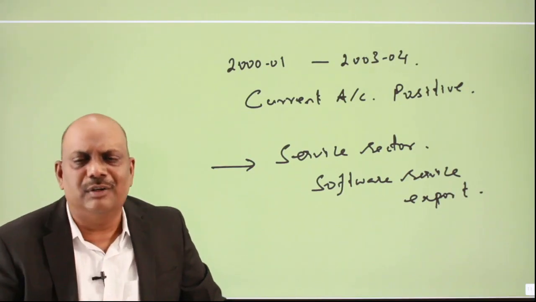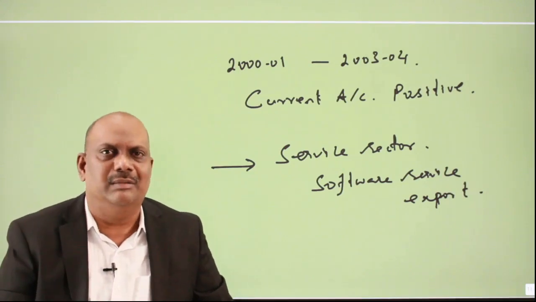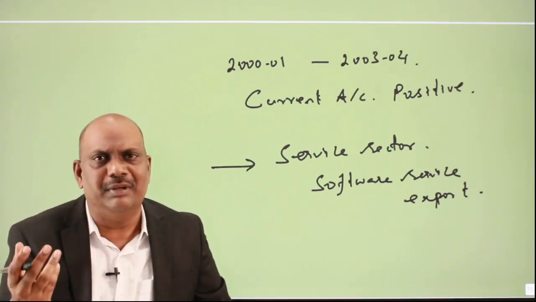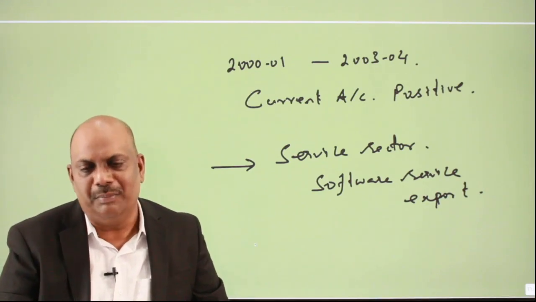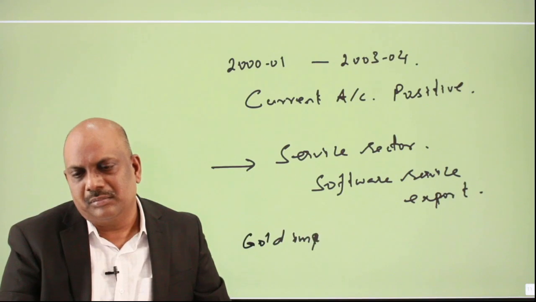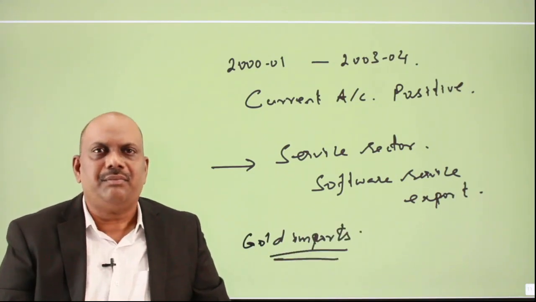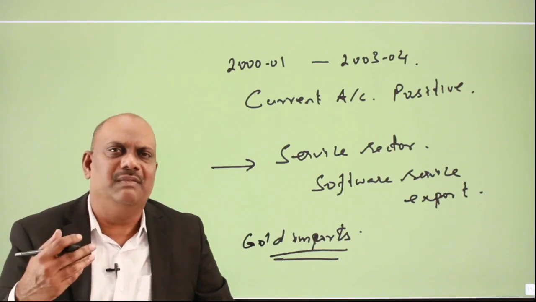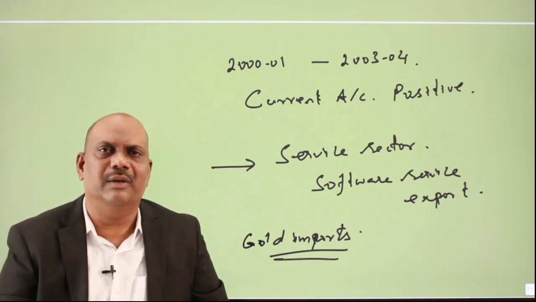But once again, after 2003-04, it became negative. It was largely because of soaring oil prices, and along with that, we also liberalized gold imports. As a result, once again we started importing huge commodities and the current account became negative.